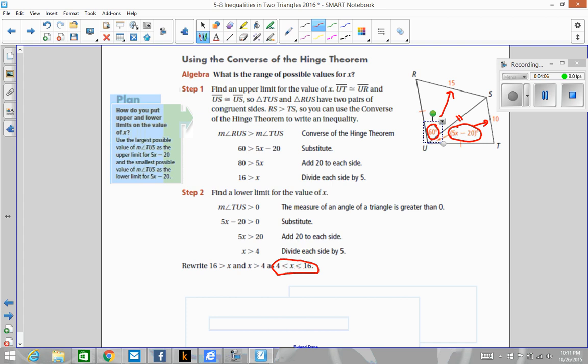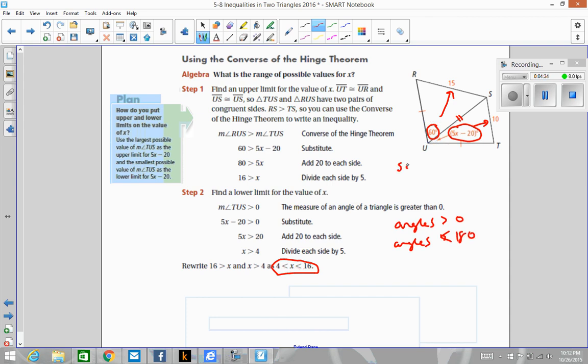Now, not every problem has a lower and an upper limit, especially if you're looking at sides. You can have an upper limit that goes on forever. But angles have an upper limit. So I better use a word here instead of the symbol. Angles have to be greater than 0. That's a lower limit. Angles have to be less than 180. They can't go above 180.